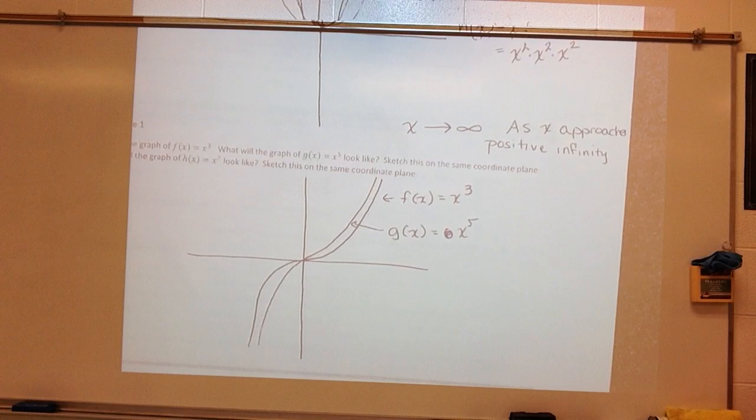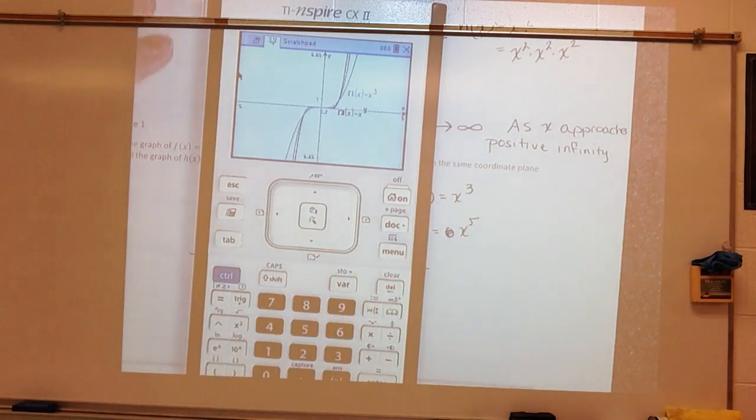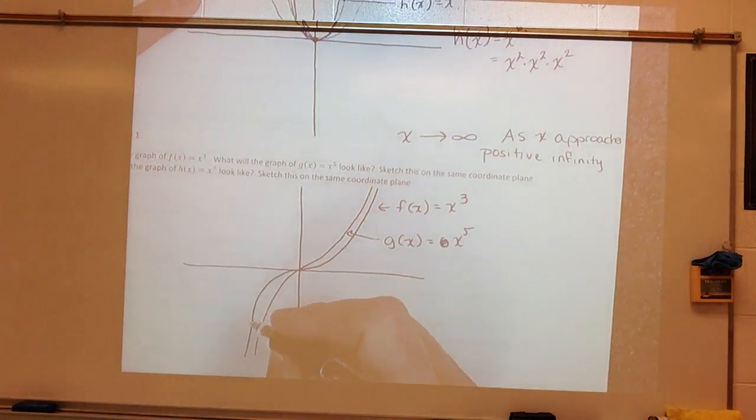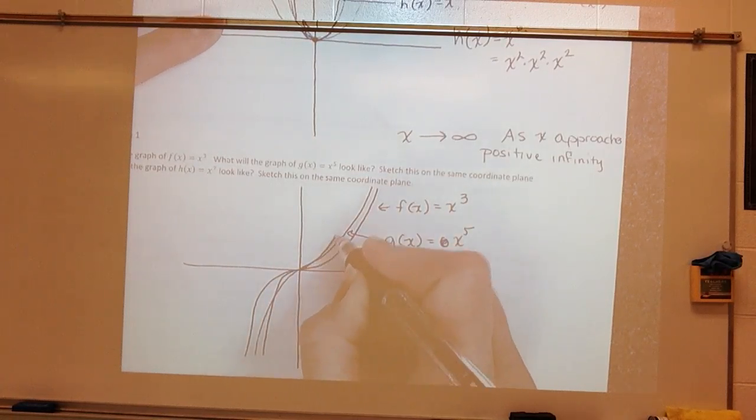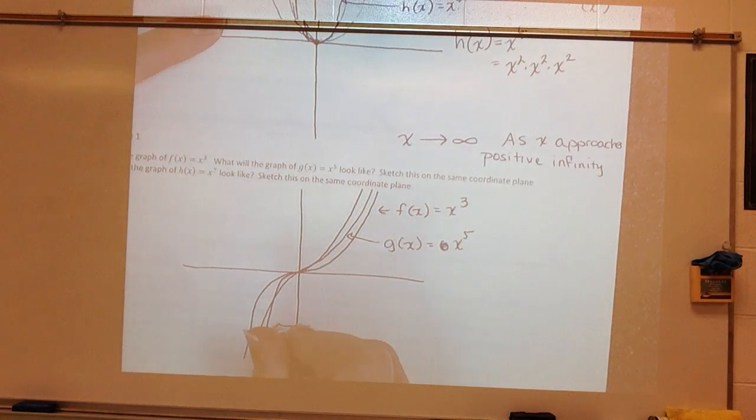Sketch on the same coordinate plane. What will the graph of h of x equal to x to the seventh look like? Well, let's look at what x to the seventh looks like. It's kind of hard to see, but it is flatter. It's more like this.